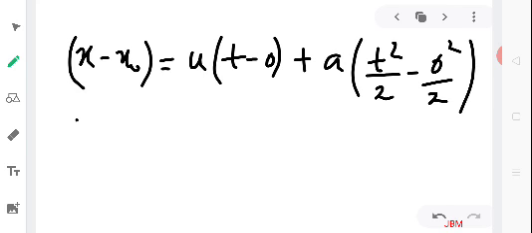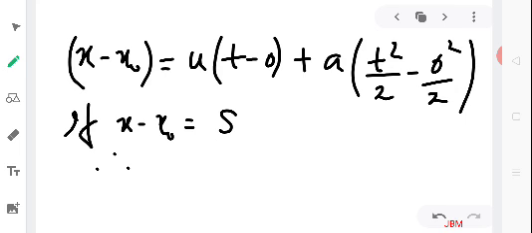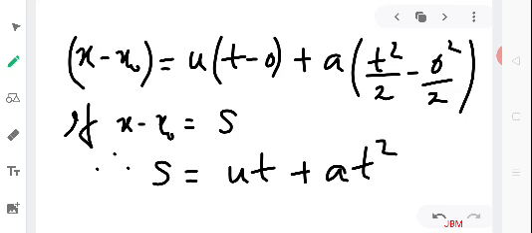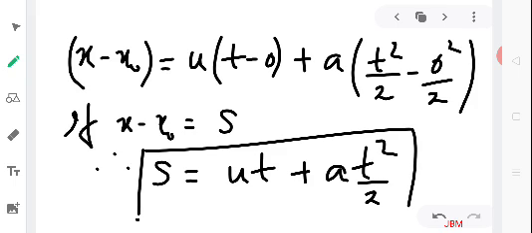So, if we put x minus x0 equal to s, if this be the displacement, therefore we can write down s equal to u, t minus 0 is t, plus a, t square by 2 minus 0 square by 2, that will give us t square by 2, and we are left with the second equation of motion, that is s equal to ut plus at square by 2, or s equal to ut plus half at square.